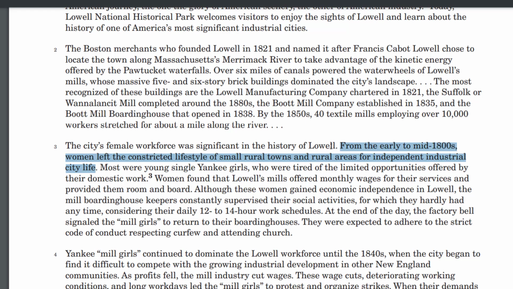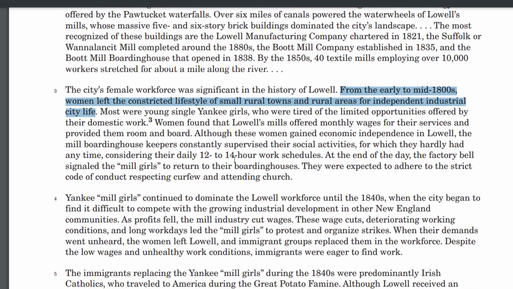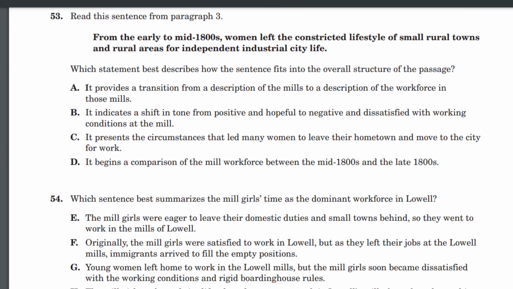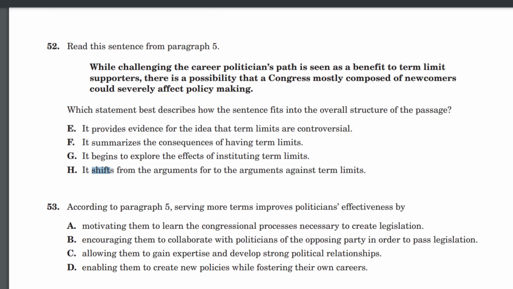And it says, our sentence in question, from the early 1800s, women left the constricted lifestyle of small rural towns. And then it goes into a description of all the different women that were in the workforce in Lowell. So what are we shifting from? A description of buildings, the actual factories, to a description of the workforce. A, it provides a transition from a description of the mills to a description of the workforce in those mills. Okay, let's try another one.